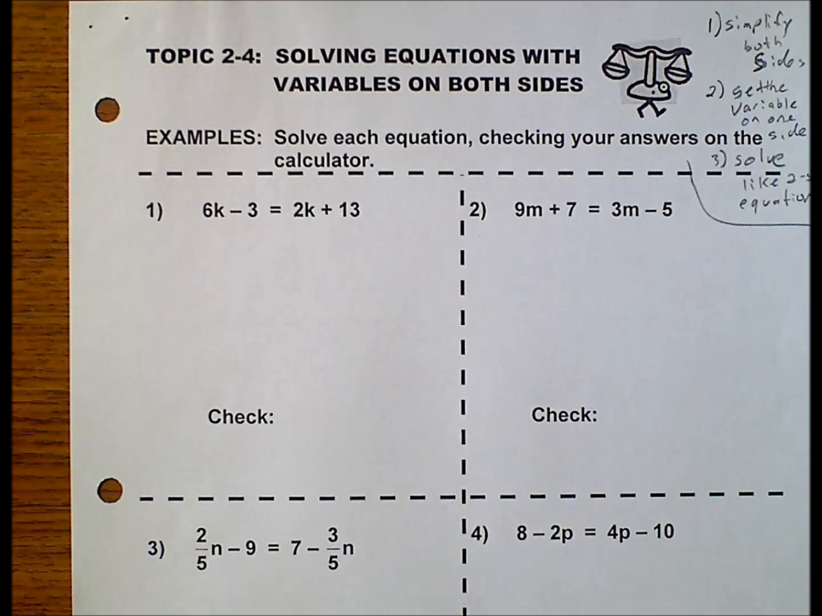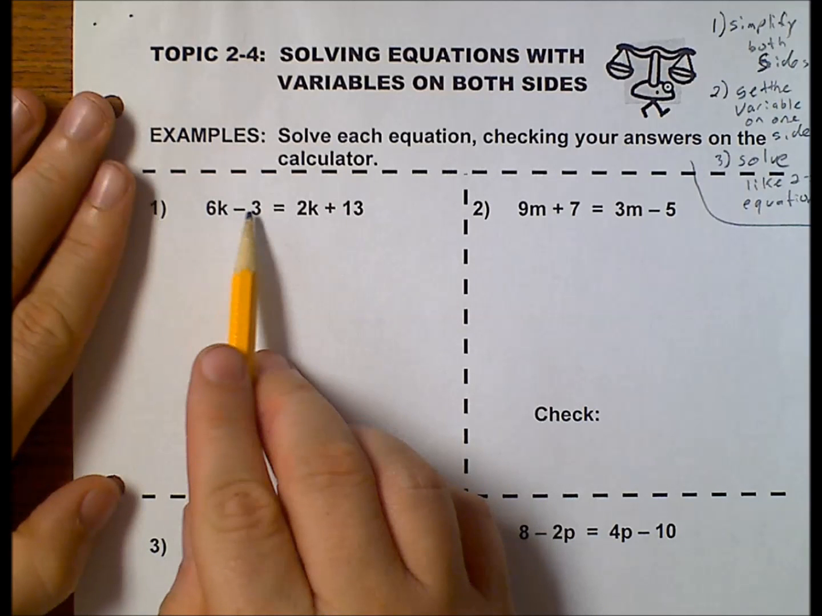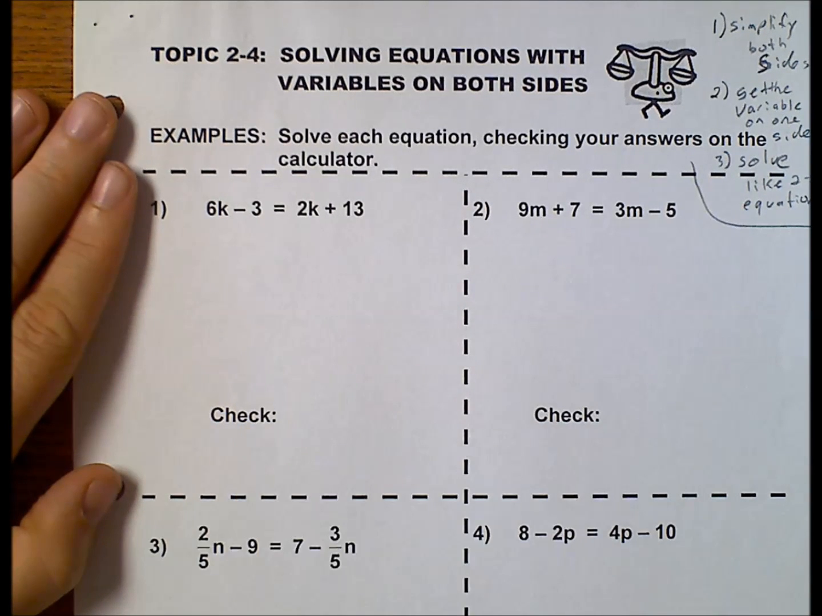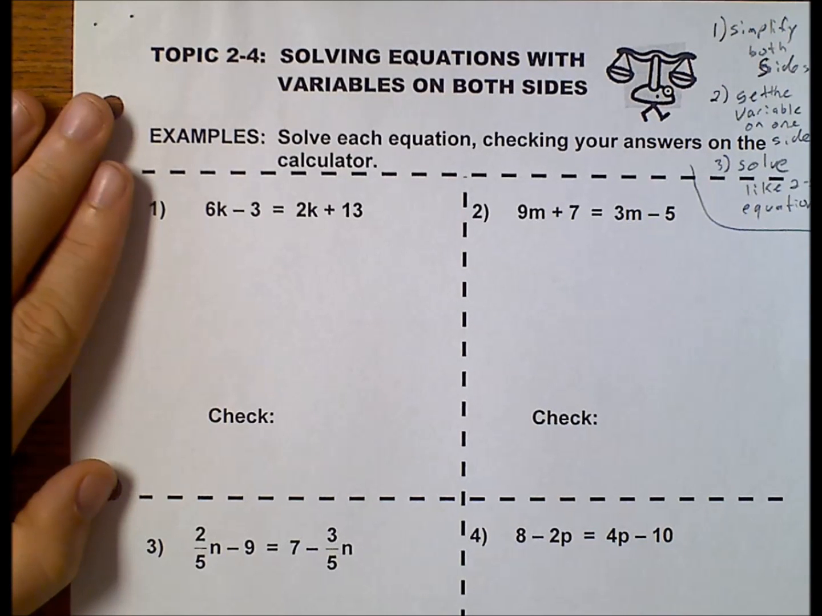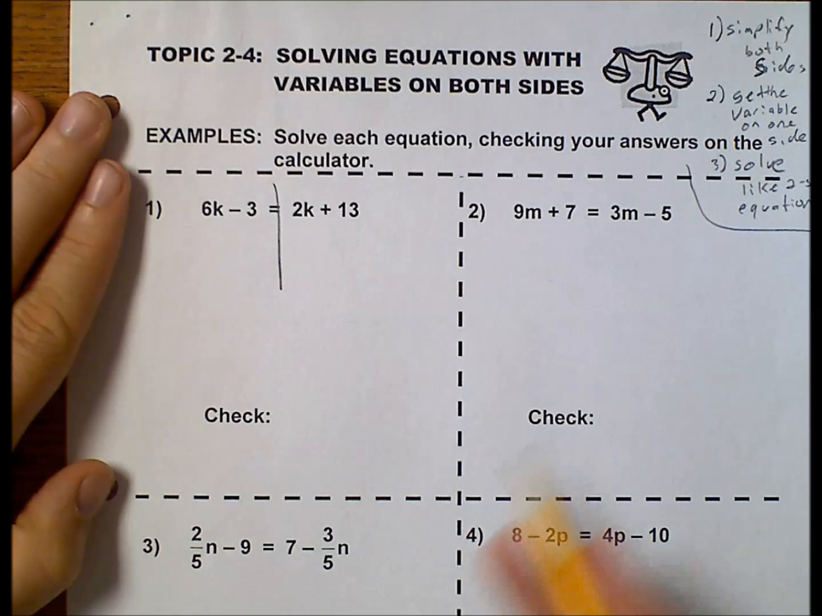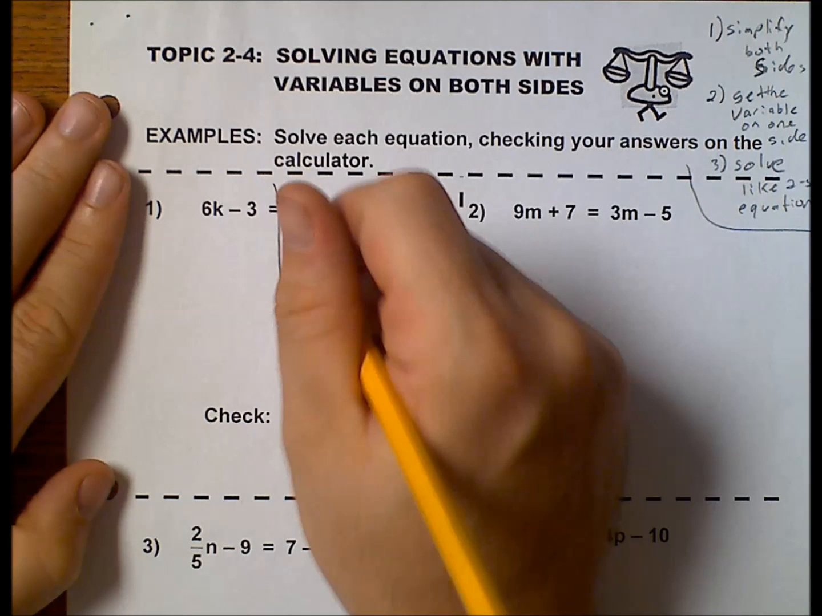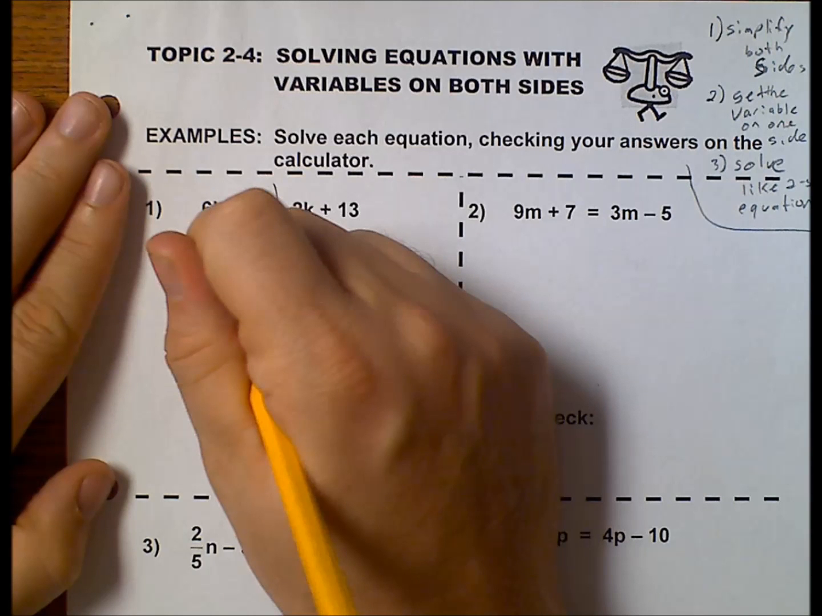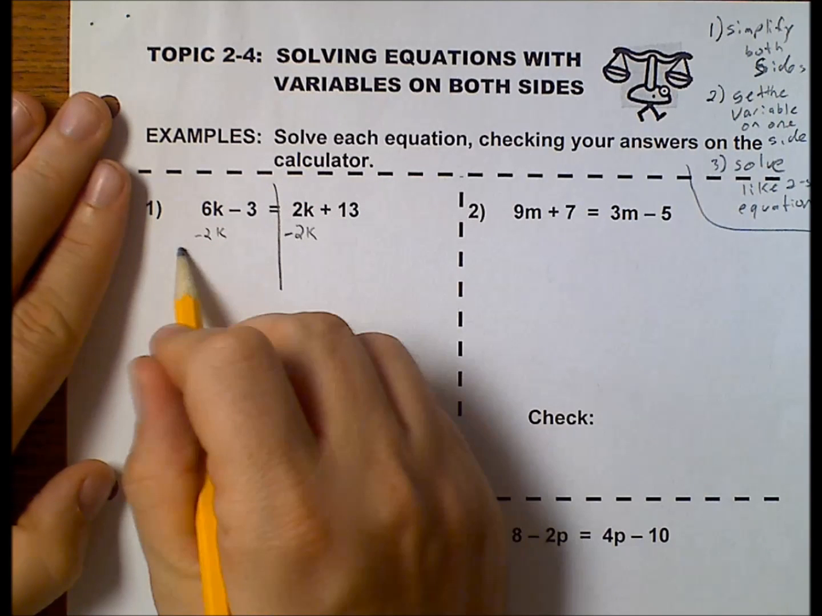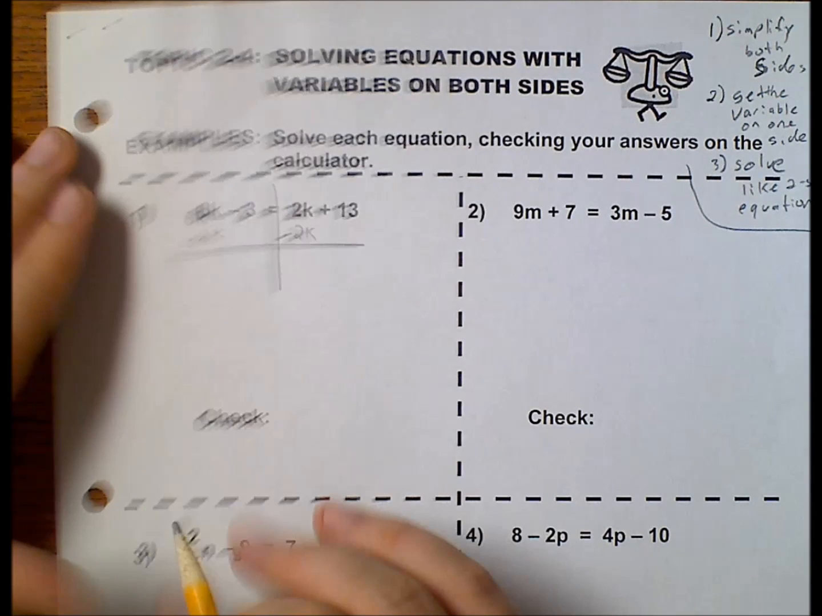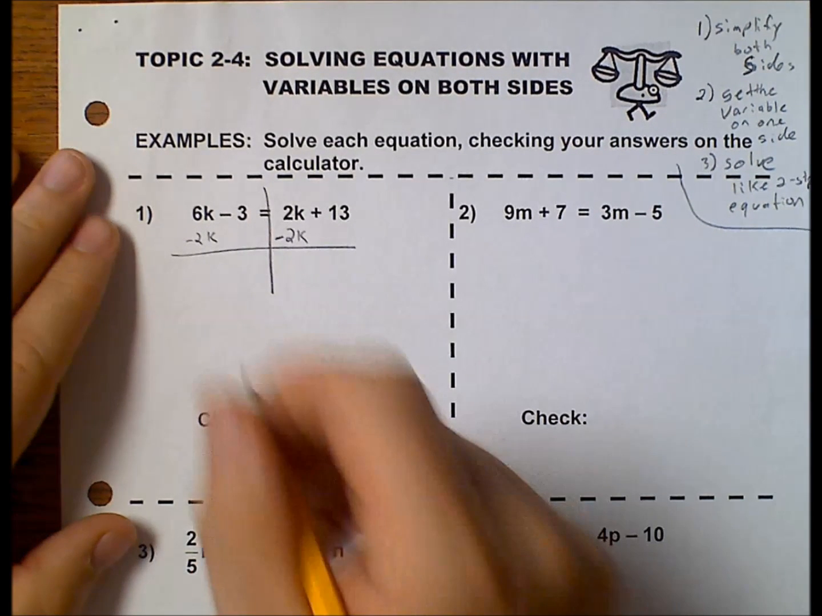So number one, 6x minus 3 is already simple. 2k plus 13, already simple. We don't need to simplify both sides. So next we want to get our variables on one side. Well, I'm going to subtract 2k. The reason being that 2k is smaller, and that will give me a positive value for k over here.